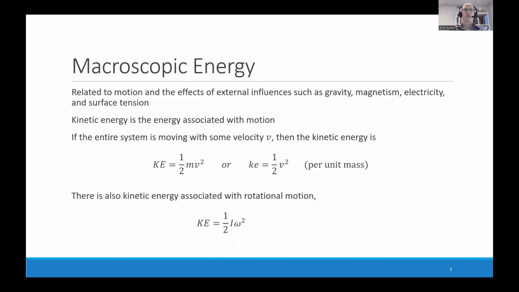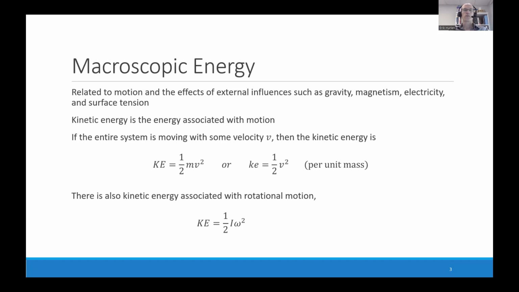Macroscopic forms are things we can see, such as motion, kinetic energy, as well as things like gravitational potential energy and electrical energy. The kinetic energy is given by KE and can be calculated through 1/2 mv squared. Note that little v here is velocity. We also have the specific kinetic energy given by lowercase ke and without the contribution of mass. This is for an object that is going through translational motion.